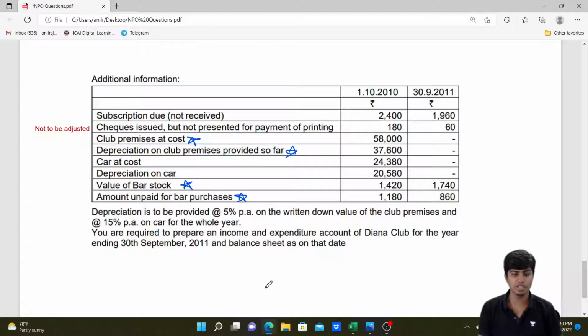One is on preparation of income and expenditure and balance sheet with BRS. One is on preparation of income and expenditure and balance sheet without BRS. One question is on preparation of receipts and payment, income and expenditure, and opening and closing balance sheets. Maybe I'll do another problem where receipts and payment account needs to be prepared. That will become like one question of each type. Yeah, you can expect that.